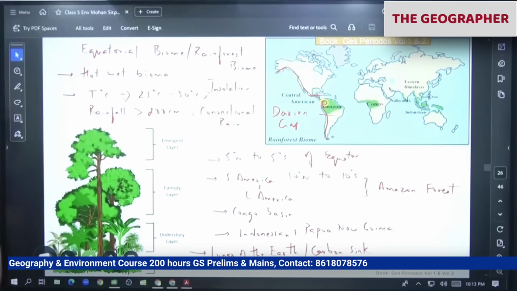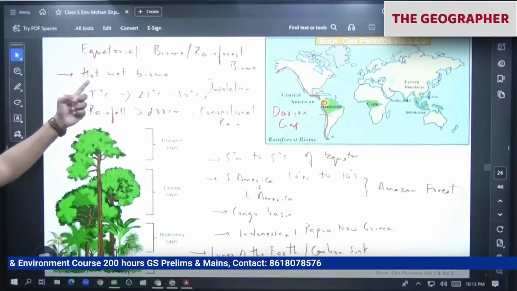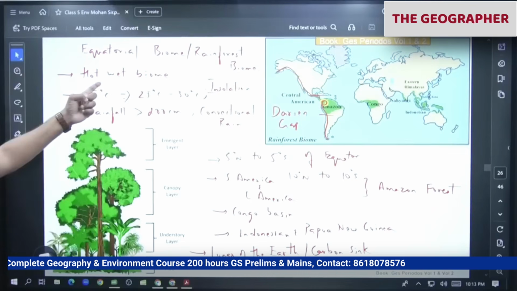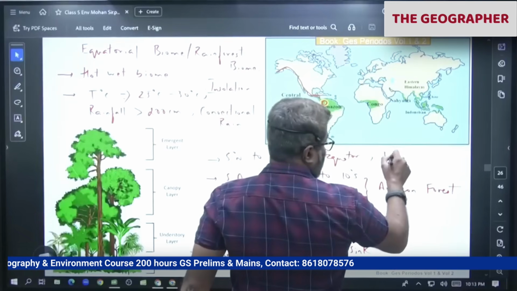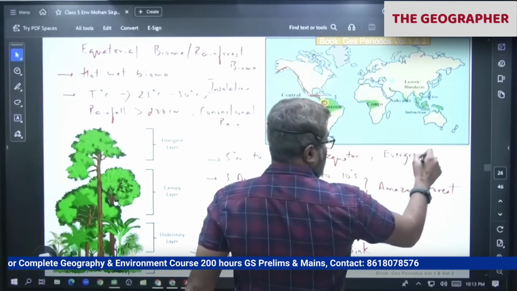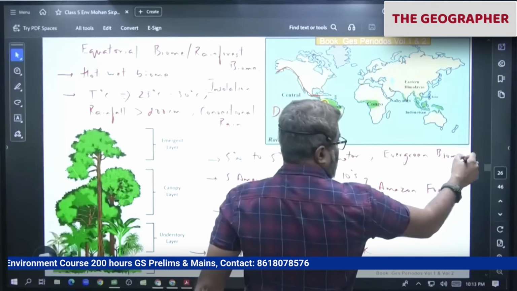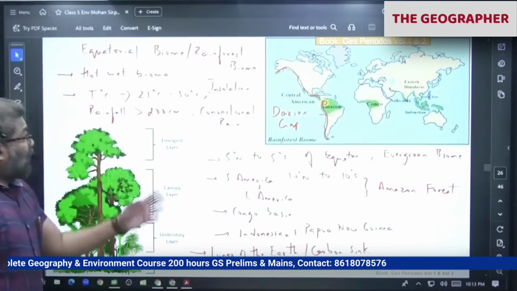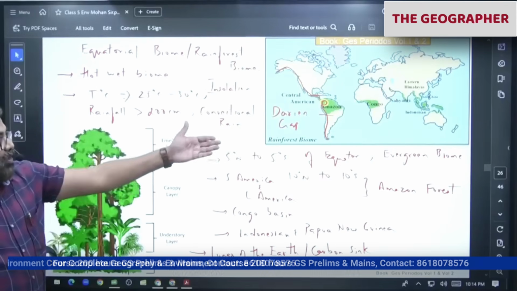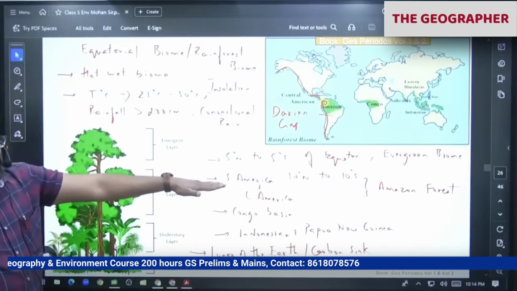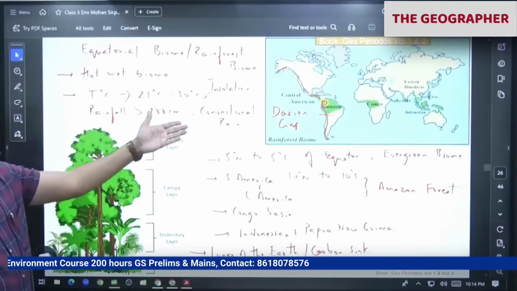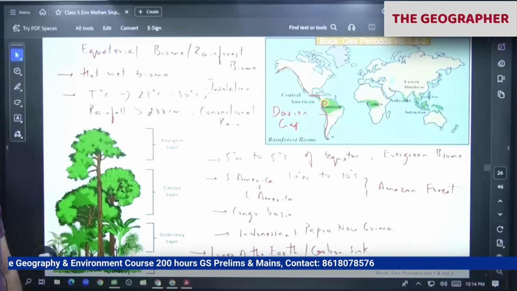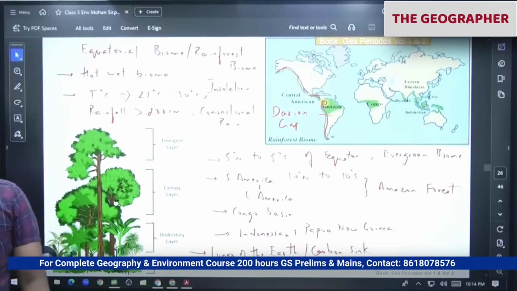So they'll ask, discuss the equatorial biome with a suitable example. What you have to write is that the equatorial biome is also called the rainforest biome, hot wet biome, also called the evergreen biome, because plants appear green throughout the year. They are found 5 degree north to south, in some places 10 degree north to south. Temperature 25 to 30. Rainfall 200 centimeter. Rainfall type convectional. Sunlight throughout the year.